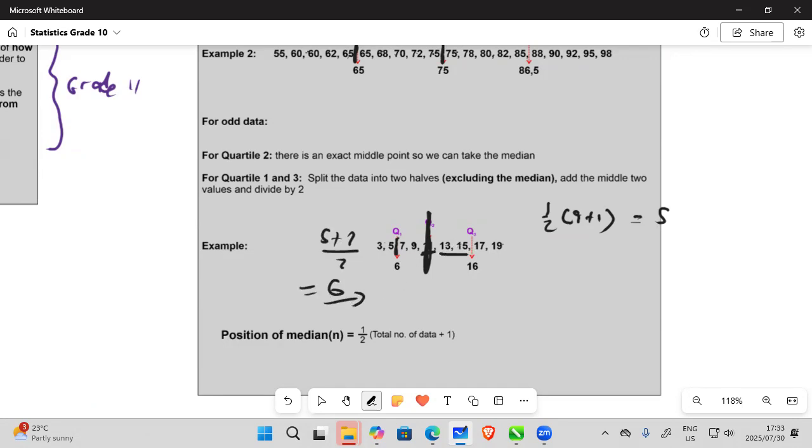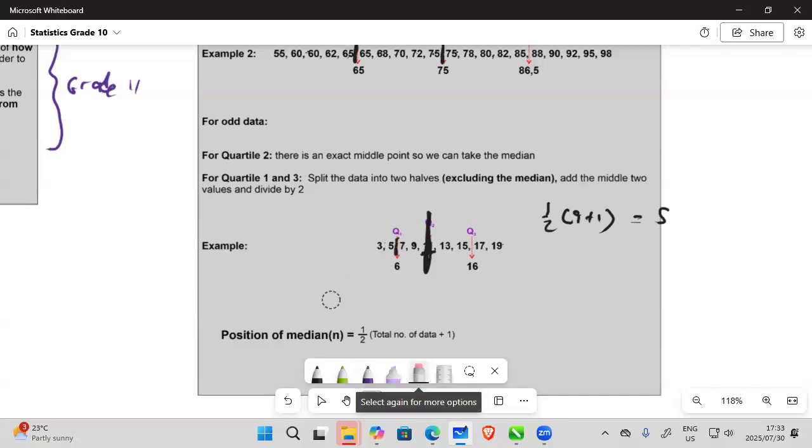Same story here. There are 4 in the upper portion. Can you find the exact middle? No, you can't. So therefore, you have to add the two values and divide by 2, and you get 16. Okay, so that's what you need to remember there.